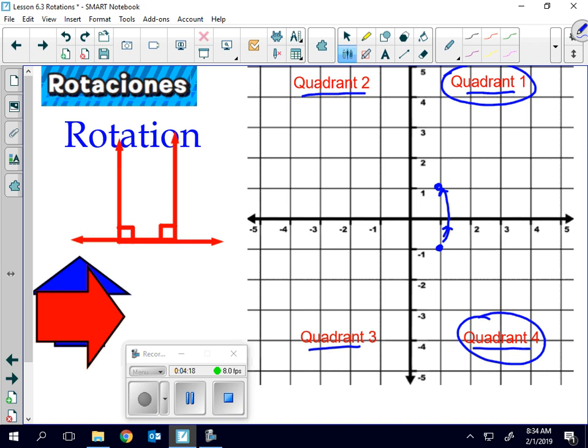If I want to take the same original dot and move it 180 degrees, clockwise or counterclockwise, it's going to land in the same spot. It's going to land over here. So we're going 2 quadrants away when it's 180 degrees. So if I go counterclockwise, it's that way. If I go clockwise, it's that way. Okay, so that's the difference between clockwise and counterclockwise.